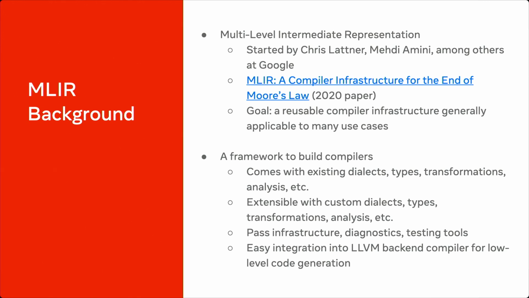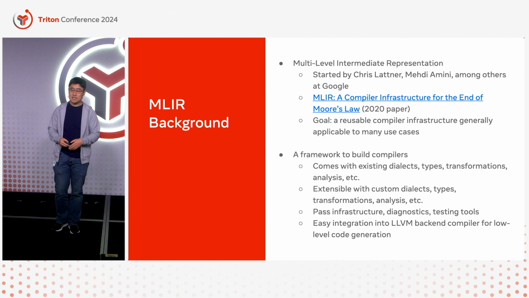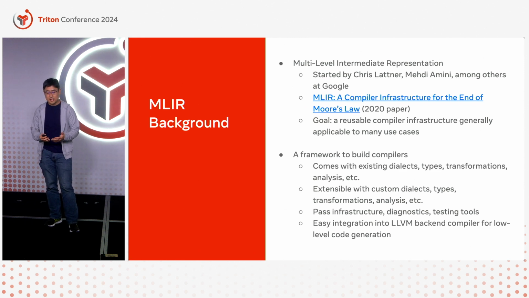In this paper, they mentioned one of the main motivations for the project was that people observed even within Google, within the domain of machine learning compilation, there was a lot of repeated work, and due to various resource constraints and so on, the wheels were often reinvented and sometimes re-implemented in a suboptimal way. And the goal of MLIR is to really create a reusable compiler infrastructure that is generally applicable to many, many use cases. And as a user of the MLIR framework, I would say this goal is largely achieved today.